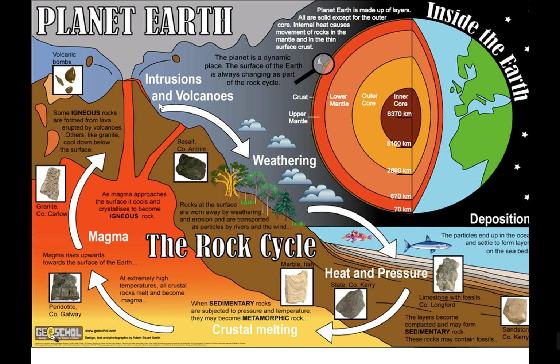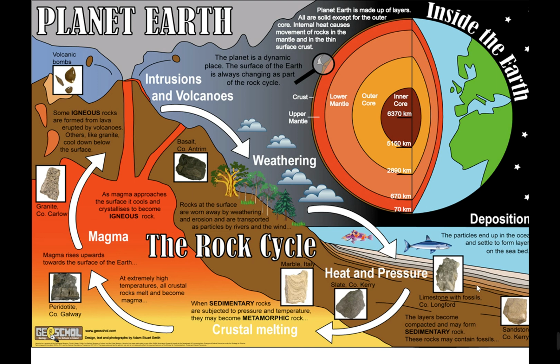If magma is extruded or explodes out at the surface, it's going to cool and harden quicker and it's going to form basalt. Sometimes the magma will be exposed at the surface because all of this might be weathered and eroded away, and the basalt is already at the surface. So rocks at the surface are worn away by weathering and erosion, and they're then transported by rivers and by the wind. So the rivers flowing down to the sea, and the wind will also blow it into the sea.